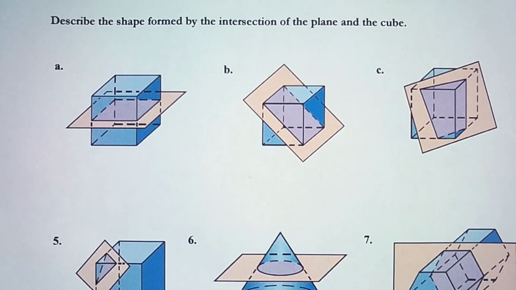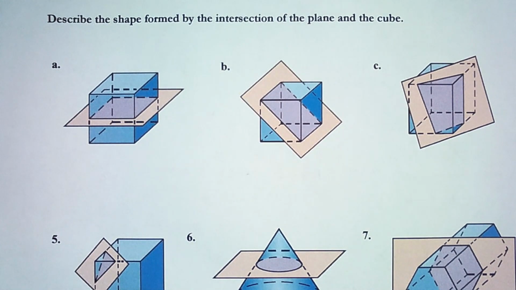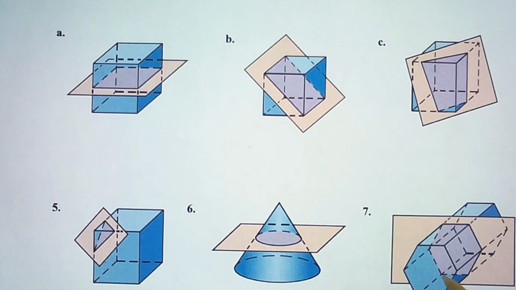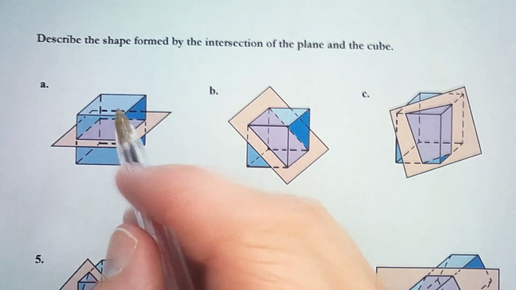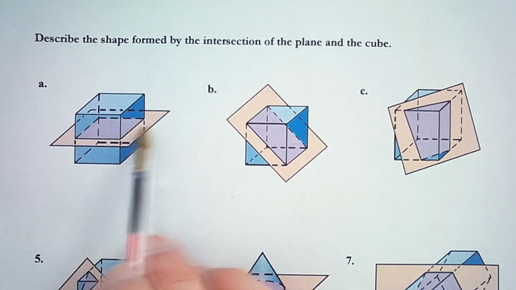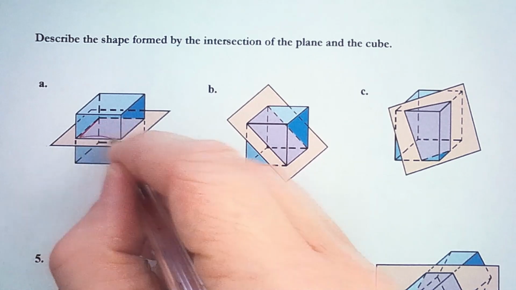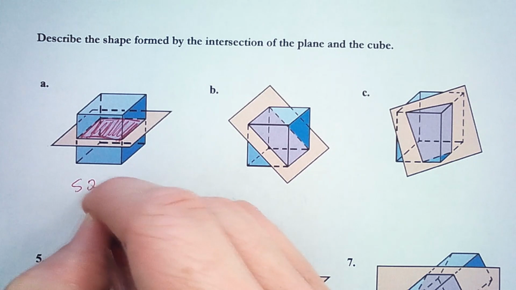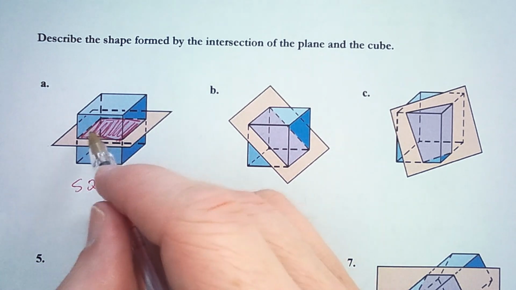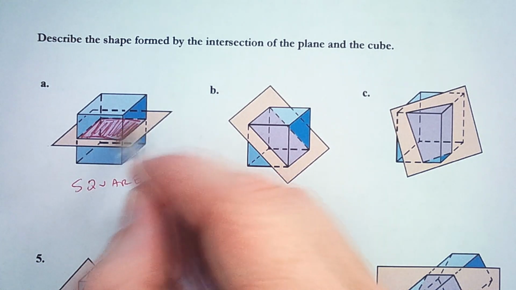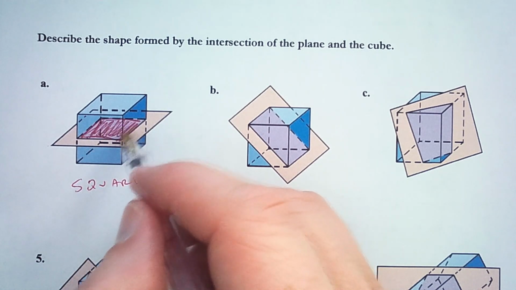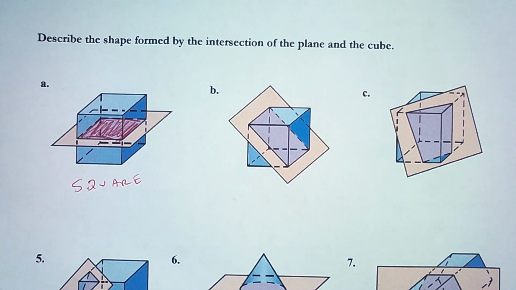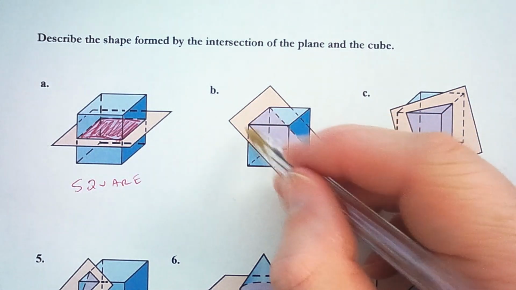And next we are going to look at some cross sections. So we'll describe a shape formed by the intersection of a plane and a cube. And the next line, so this is all cubes. The next line here will not all be cubes. Okay, so here we have a cube intersected by a plane parallel to the bases, and it makes this cross section right here. This is a square. Now I know the angles don't look like 90 degrees, but it's kind of a perspective thing when you're looking at three-dimensional figures placed onto a two-dimensional piece of paper.